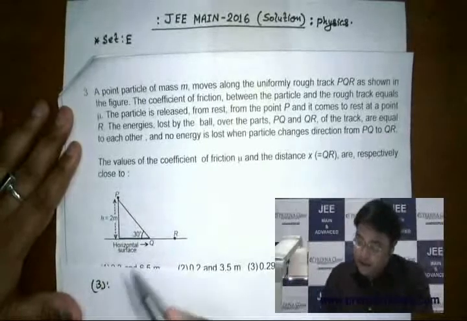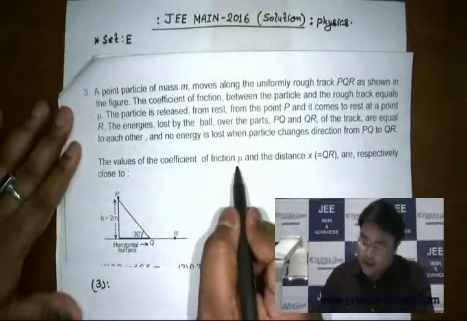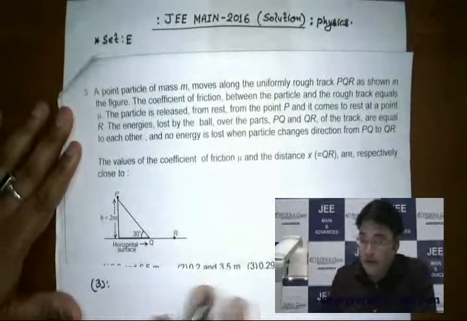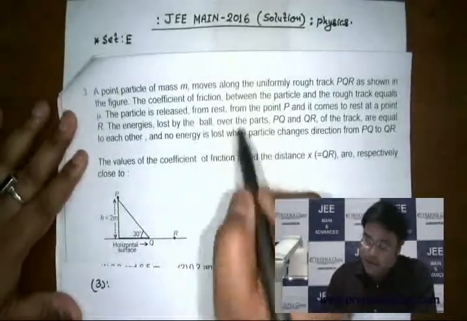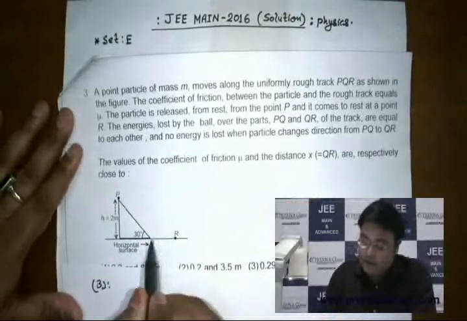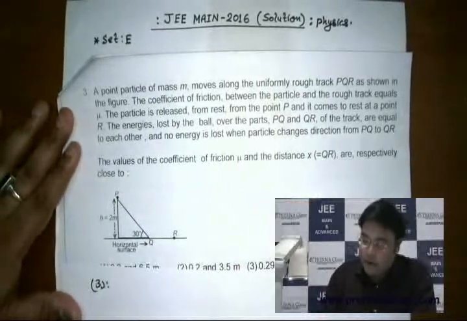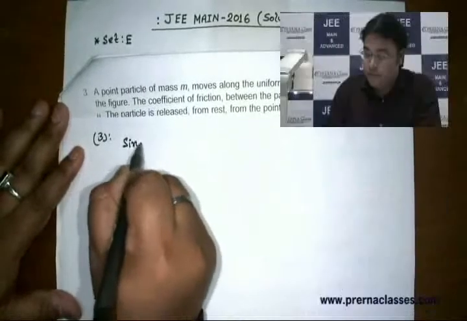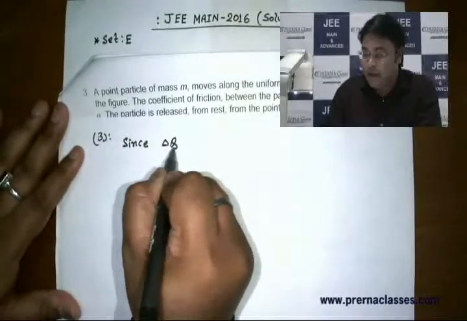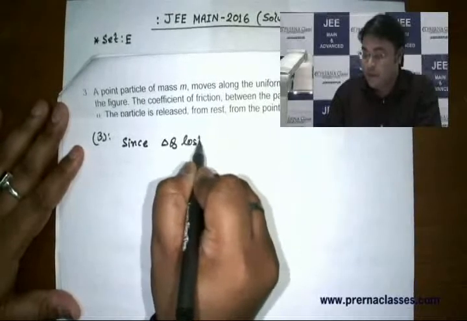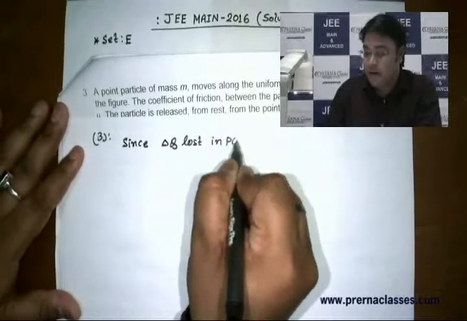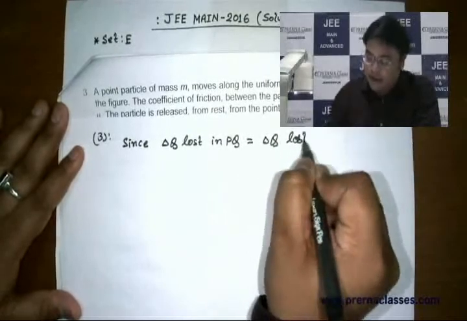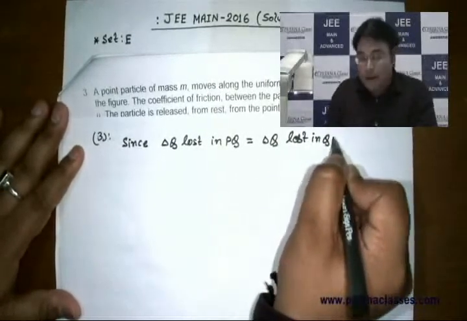Clear? It is also given that the energy loss in part PQ is equal to the energy loss in part Q1. So from this statement, delta Q lost in PQ is equal to delta Q lost in Q1. Okay? So what will be the energy lost in PQ?